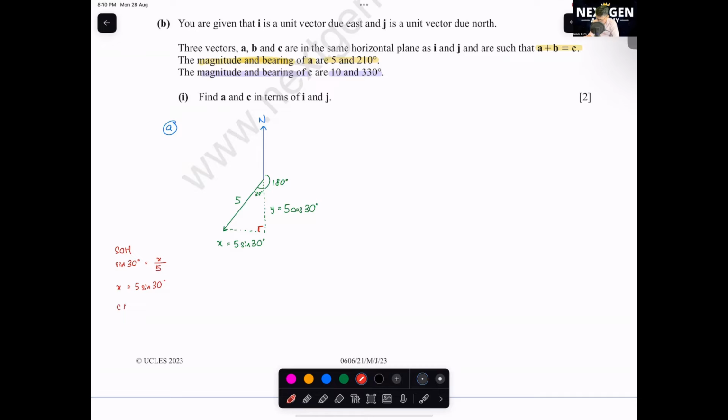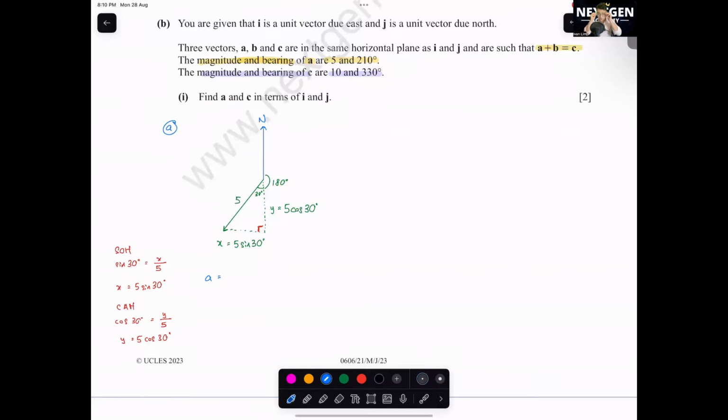And cos 30 degrees equals y over 5. So y equals 5 cos 30 degrees. This is the logic of how you break down into the x and y units. Make sense? Okay, we have this ready, we just write down the answer.